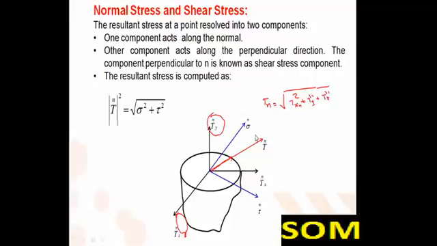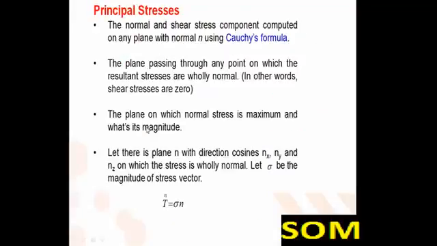plus Tzn square. Now the resultant stress has one component acting along the normal and another acting along the tangential direction, perpendicular to that direction. This is known as the normal component and this is known as the shear component. The resultant stress is also computed as Tn square equal to sigma n square plus tau square, where sigma is the normal and tau is the shear stress acting.